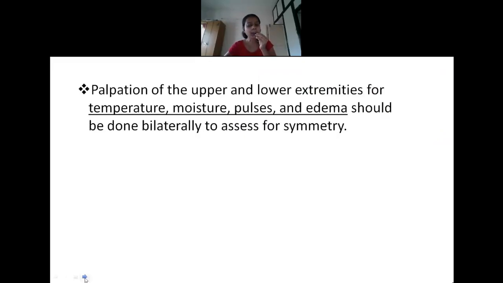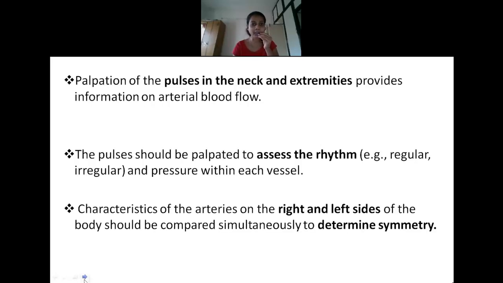Other than palpating for the pulses, you should also palpate the extremities, both upper and lower. Why are you doing the palpation? As I told, to check the temperature, whether it is cold, clammy or warm, to see for moisture or dehydration. Then check the pulses on both the left hand and right hand. Next is seeing the edema. If edema is there, you should see what type of edema. You can also palpate the pulses in your neck. That also can be done.